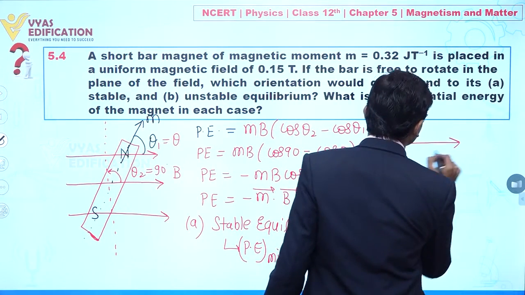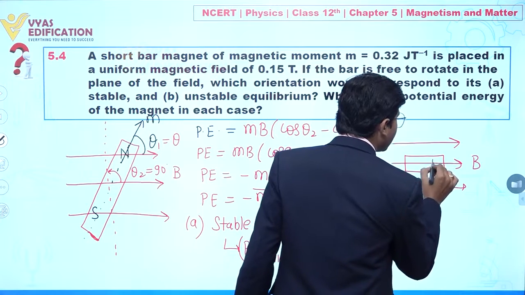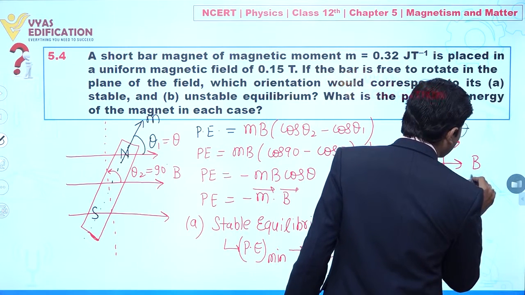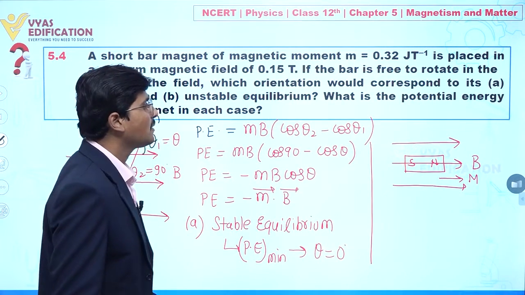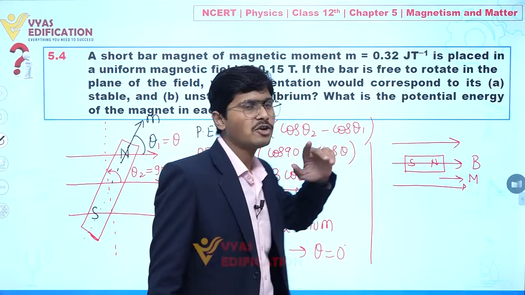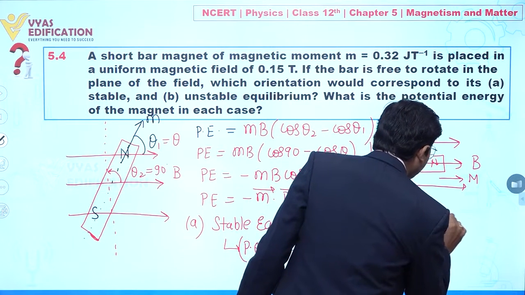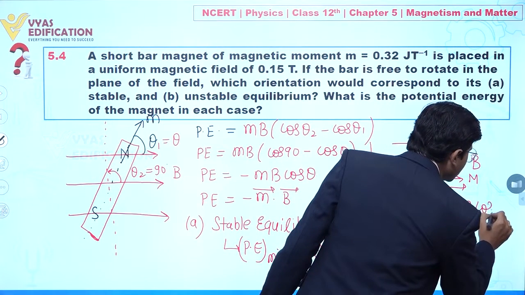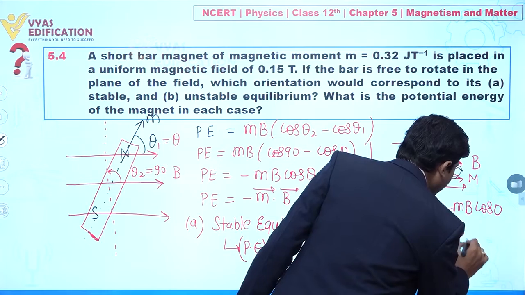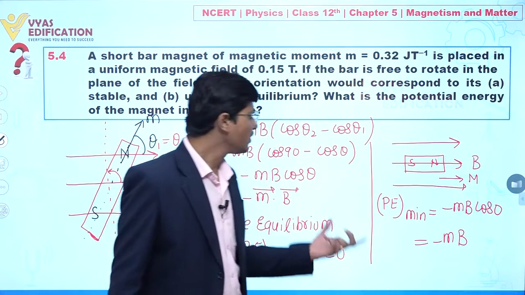Let's suppose this is the direction of the magnetic field, and I take the short dipole like this, with the north and the south, and the direction of the magnetic moment m is in the same direction. At that time there is a 0 angle between the magnetic dipole moment and the magnetic field. So the potential energy is minimum, minus mB cos 0. The value of cos 0 is 1, so the minimum potential energy is minus mB. Now you can put in the values of m and B and calculate the potential energy.